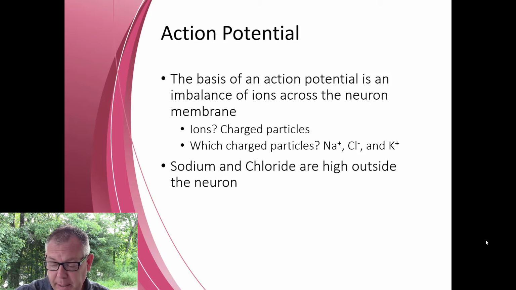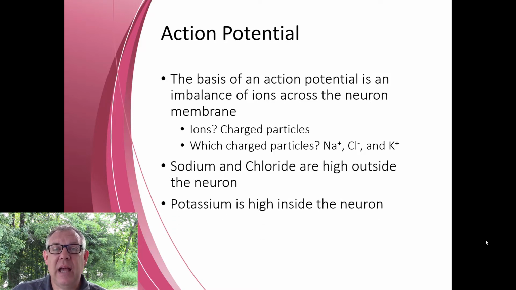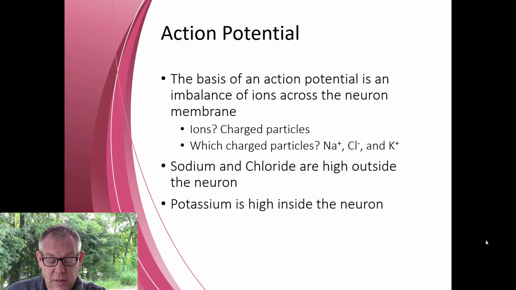So specifically, how are they imbalanced? The sodium and the chloride levels are relatively high outside the neuron. The potassium levels are relatively high inside the neuron. This is at the resting state. So a typical neuron that's just sitting there, not carrying a signal, would have these conditions: sodium and chloride high outside, potassium high inside.